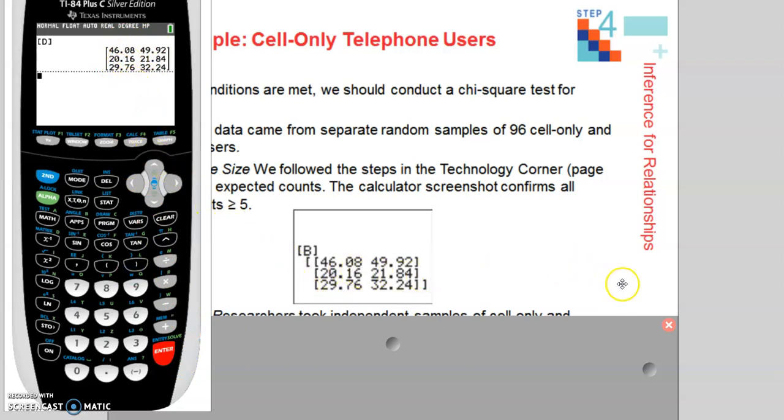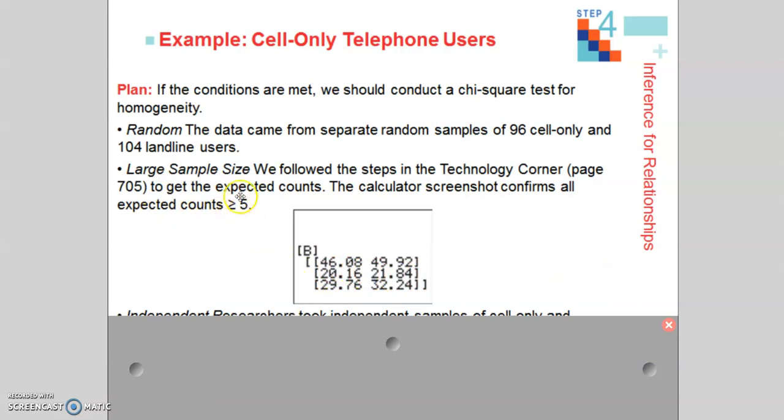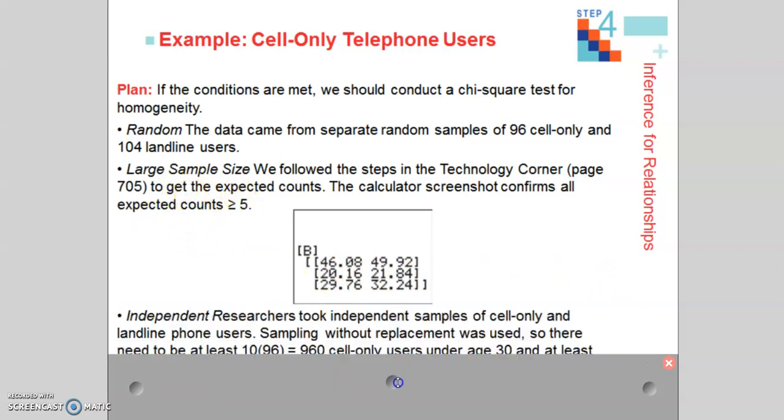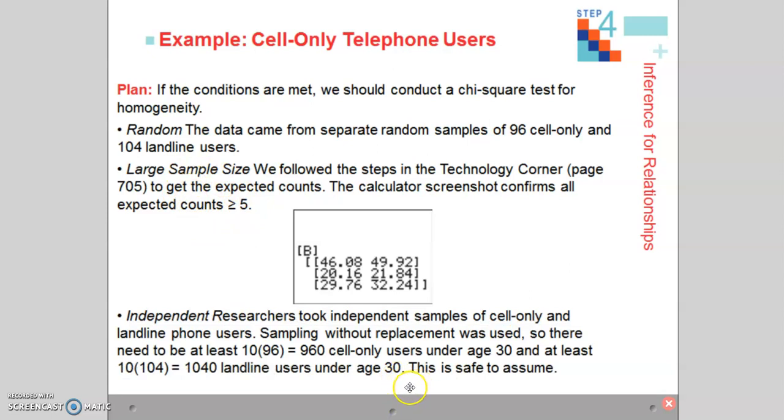So I write those down and I indicate that I know that they are all at least 5, and so this condition is met. Then the independent condition. So again, I need to state that there are 2 independent groups, the 2 samples of 2 independent groups. And then I also need to check that individual observations are independent. And because we're sampling without replacement, I check the 10% condition for each group. So yes, it's reasonable to assume there are at least 960 cell users under 30 and at least 1,040 landline users under 30.